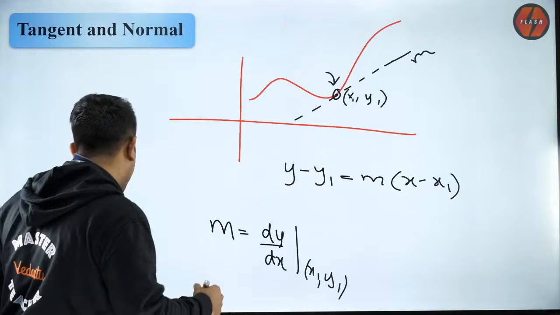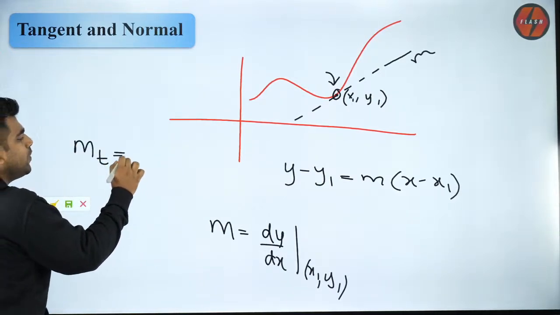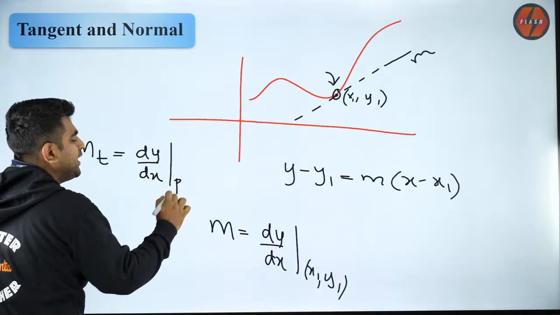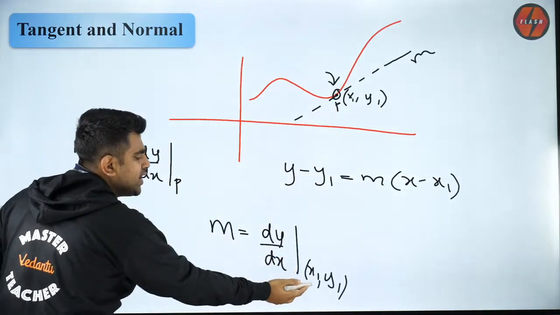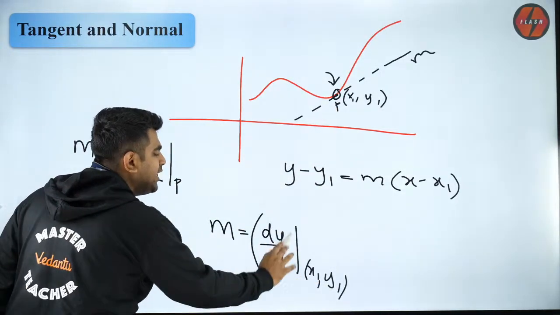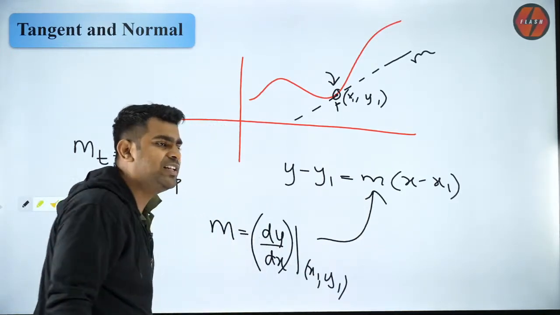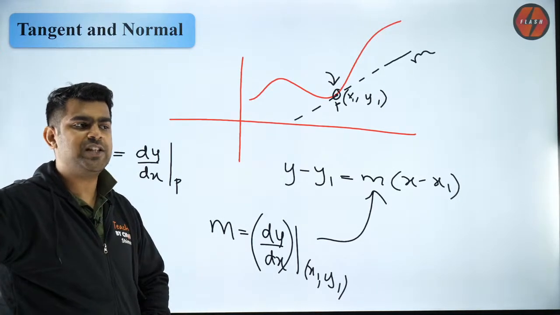So this is the most important point, guys. Please remember that your slope of tangent is always equal to derivative of the function at that particular point you are looking at. So here I am looking at point P, which is x1, y1. So I will find out dy by dx at x1, y1, plug it inside, and that will give me the equation of tangent. Are you all clear with it now?